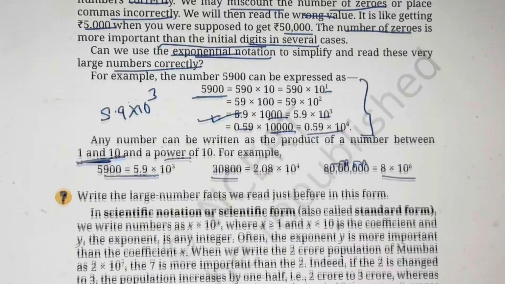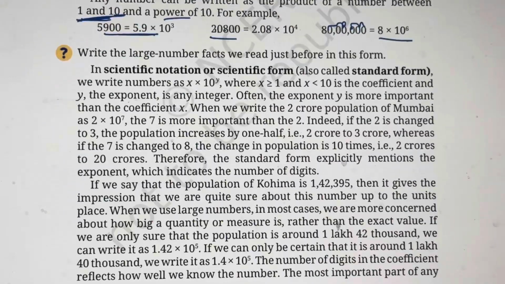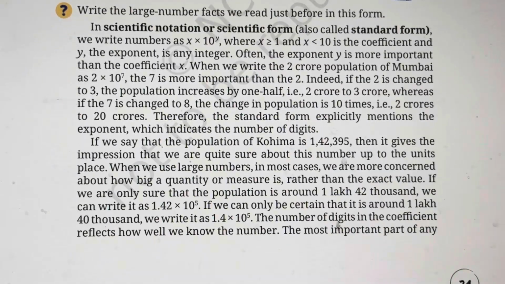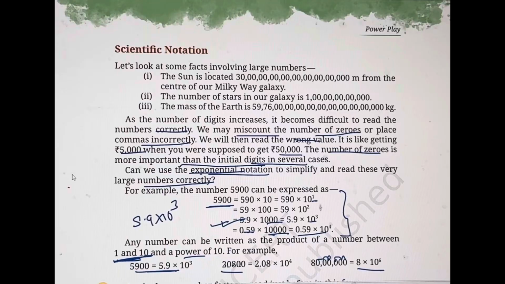We can easily read it. We can easily understand them. So write the large number facts we read just before in this form. So let us try to write down where the sun is located. What we decided is that the first number should be between 1 and 10. So 3 is there, so we write 3 as it is.